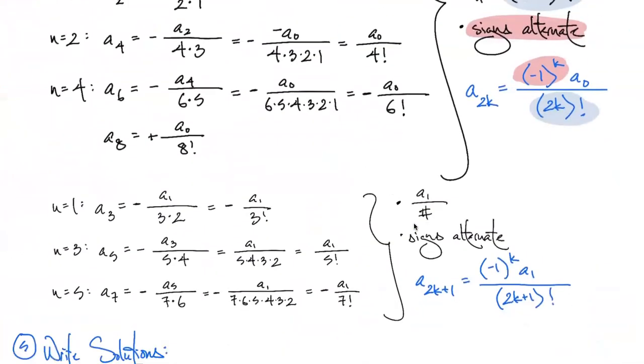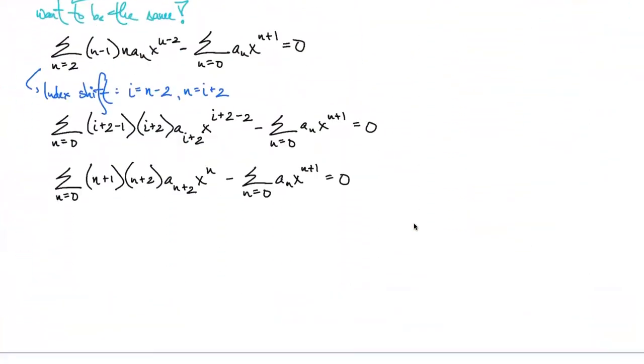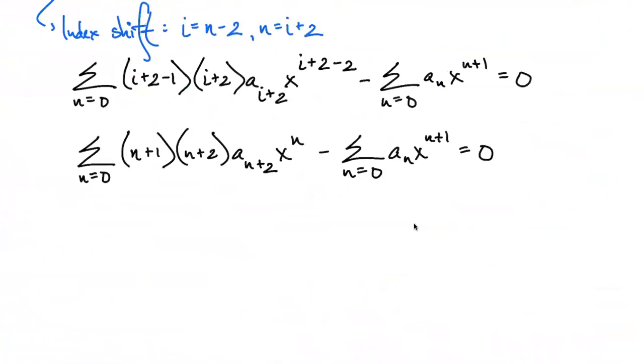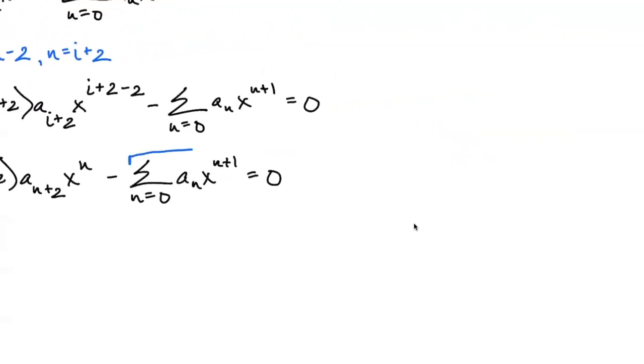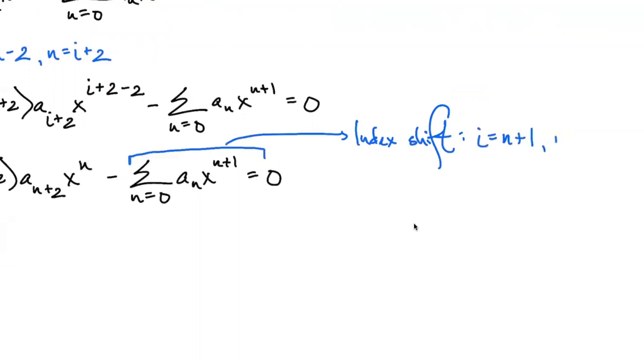And so if we go back to the problem we're currently working on, I'm going to change n plus 1 to n. How am I going to do that? I'm going to use an index shift. Okay. So here's what I mean by that. For this part, we're going to do an index shift. And in particular, we're going to shift i equals n plus 1. That means n equals i minus 1.